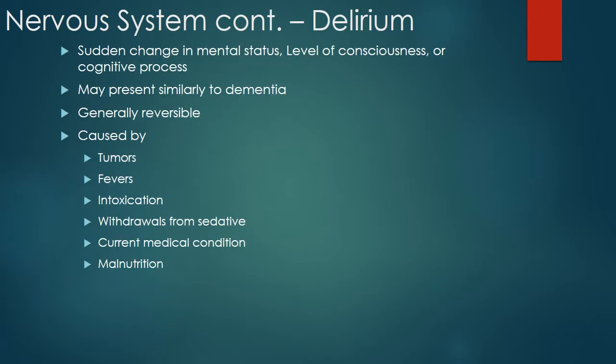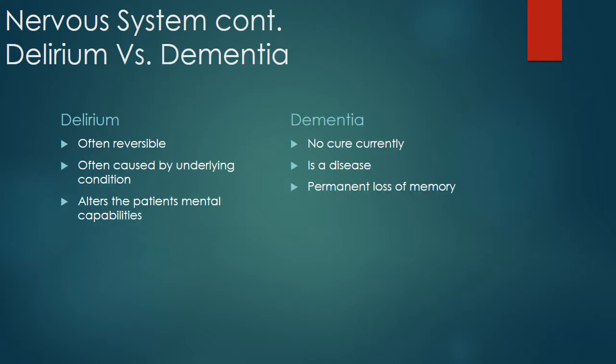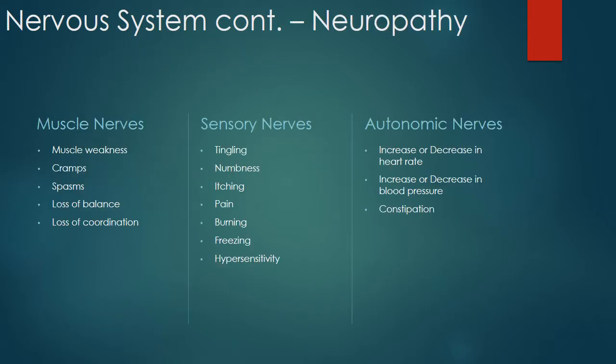Delirium presents much like dementia, except it's generally reversible and it's caused by tumors, fevers, intoxication, withdrawal from sedatives, current medical conditions, or malnutrition. So here's just a side-by-side comparison. Dementia is a disease and there's no cure for it currently. All damage that is done is permanent. Delirium is often reversible and is often caused by underlying conditions. So even though they present similarly, they are not the same.